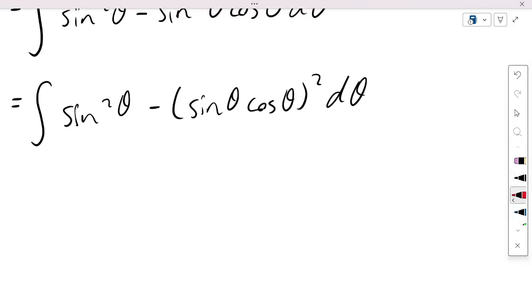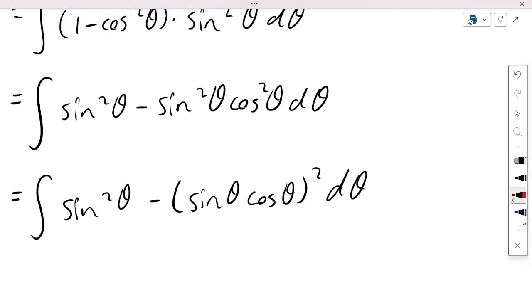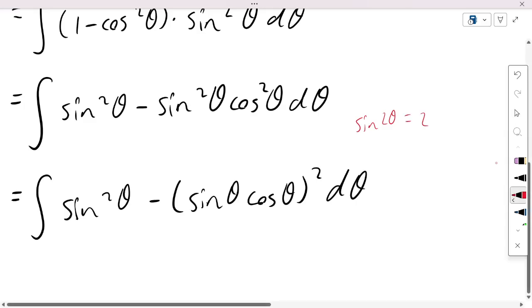Now I want you to focus on something quickly. Let's look at our identities. So what do we know? We know that sine 2 theta is equal to 2 multiplied by sine theta multiplied by cosine theta, right? That is our only double angle for sine theta. But if we want to make this equation look like this, note that this 2 is in the way. So let's divide both sides by 2, and we get sine theta cosine theta is equal to sine 2 theta divided by 2.